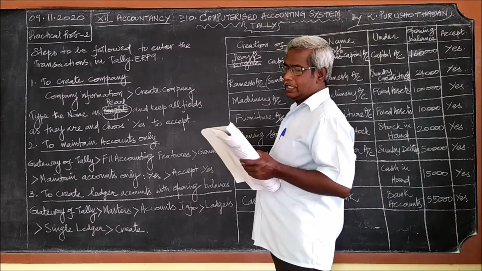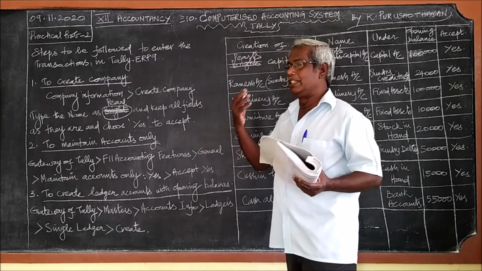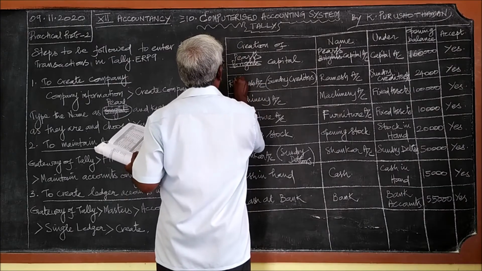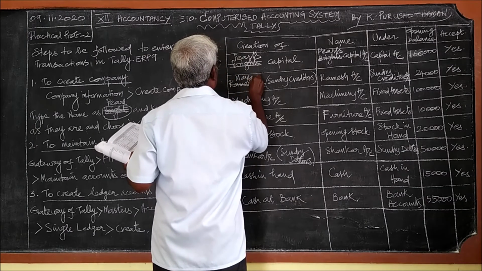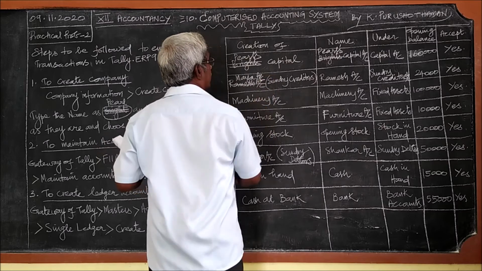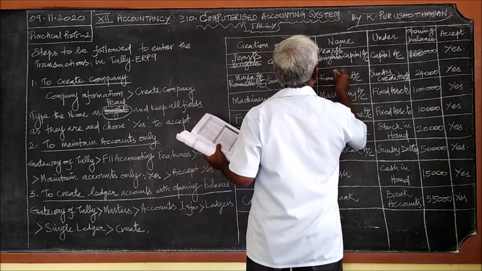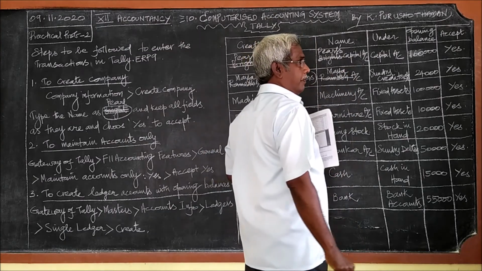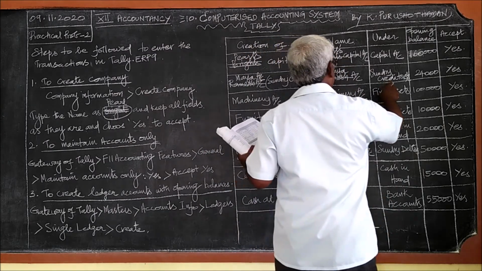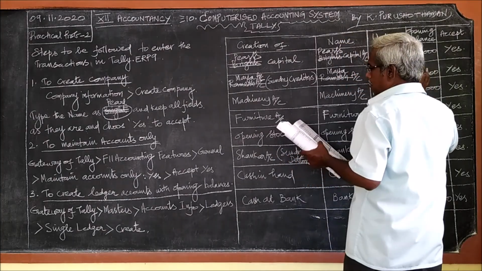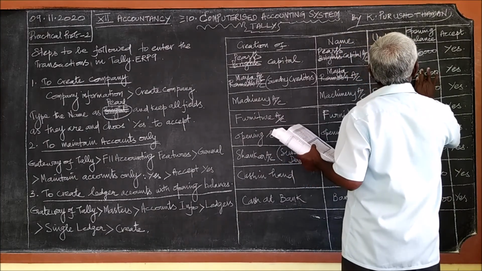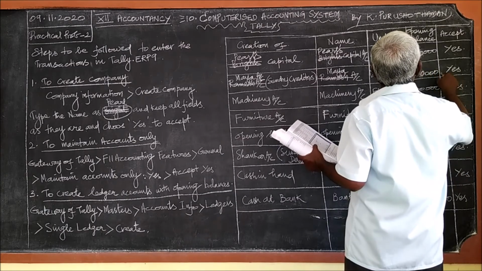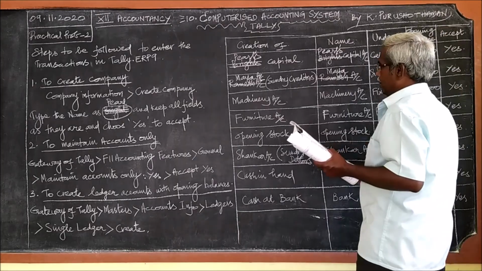Then the sundry creditors. Who is the sundry creditor given in the problem? Maya. So, in place of Ramesh account, we should write Maya account. Here also we should write Maya account. And the same sundry creditors. Here what is the amount? 20,000. Since the process is over, give yes to accept.